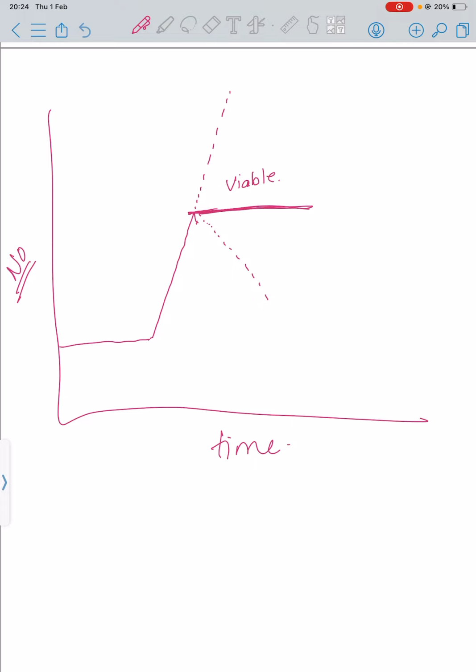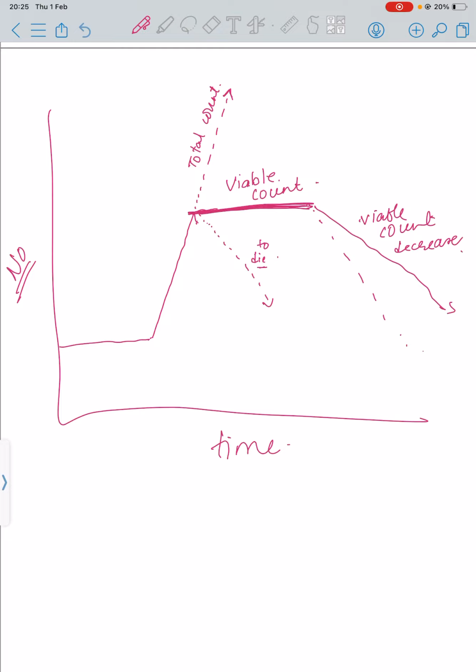Now I'll change the term. Viable count is constant. Total count obviously increases. You get my point? Total count increases, that is, new bacteria are being formed. But since bacteria also start to die, the viable count is constant. Then after more bacteria start to die, the viable count also decreases. You get my point again?